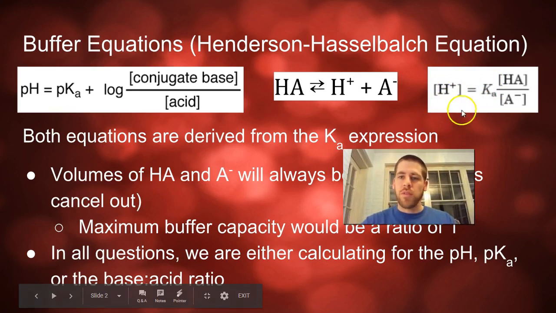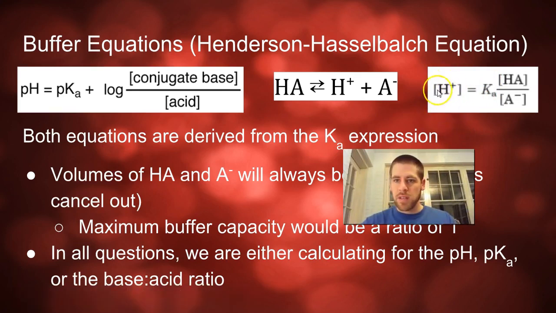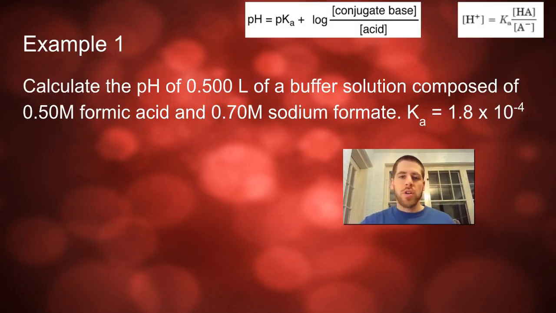In all the questions that we're going to look at, it's really just different things that you can solve for. So we could solve for the pH, which is really just the same thing as H+. You just have to take the negative log. Same thing with Ka and pKa, essentially the same thing. And then the base to acid ratio, which could be written as acid to base, depending on how you're looking at it. So let's just go through a few examples.